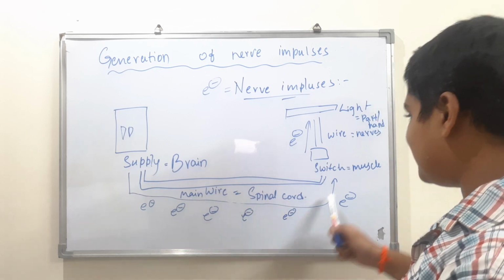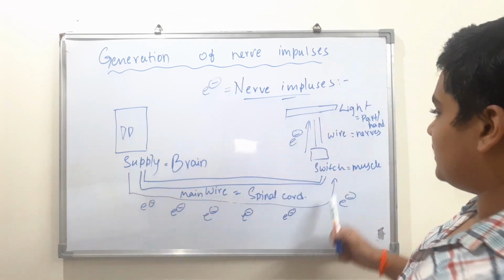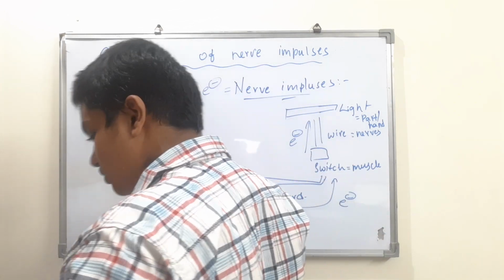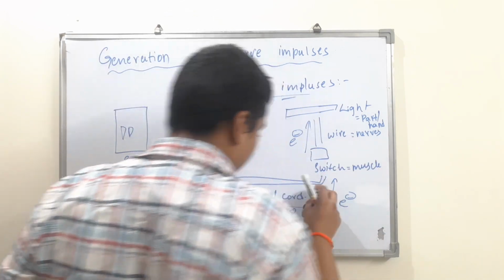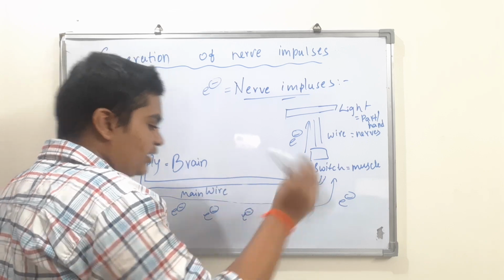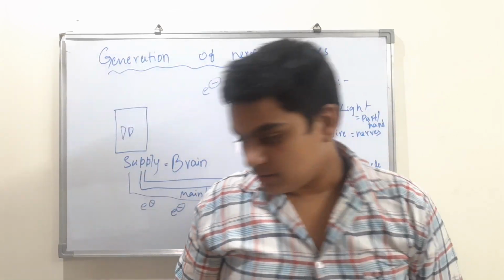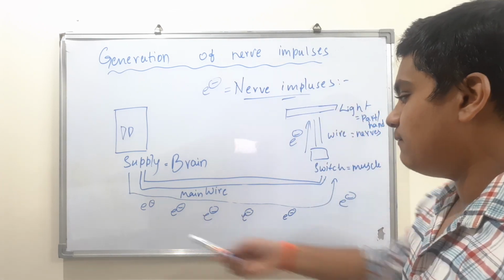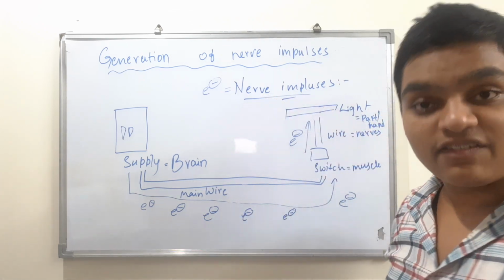This is your PNS system. This wire is your PNS system. Now, if we consider these wires as the PNS system, then let us not consider this as the spinal cord. The main wire is the main nerve. Now, from this, it moves like this. These electrons flowing are your nerve impulses.